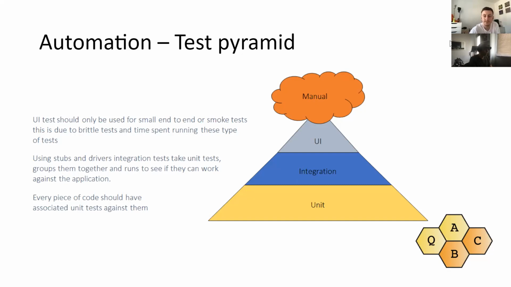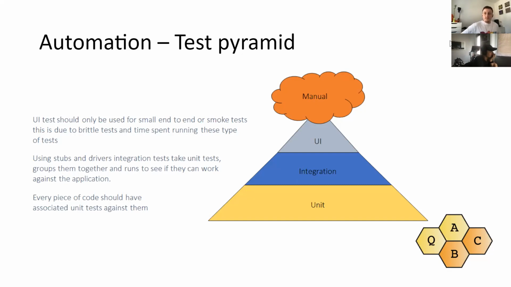You move into integration tests. This means that unit tests fit in together. And we do that by using some things called stubs and drivers. Stubs and drivers actually fake out responses you get from a system to prove that your unit tests do work. So we like to have a nice set of integration tests as well.